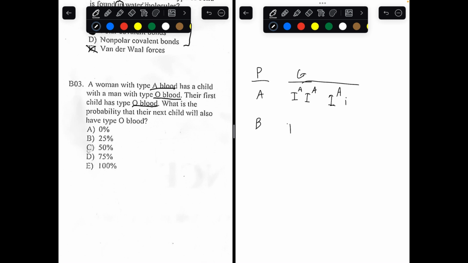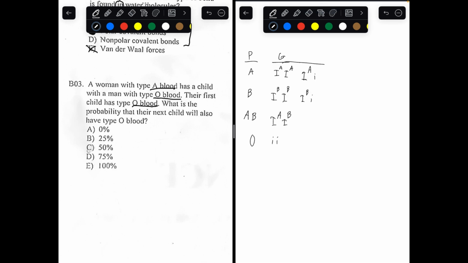So these are the 2 genotypes for blood type A. Same thing with blood type B. You could either have I B I B, or I B with lowercase i. Blood type AB is the codominance. It's where you have both A and B. And blood type O is where you have just 2 lowercase i's.